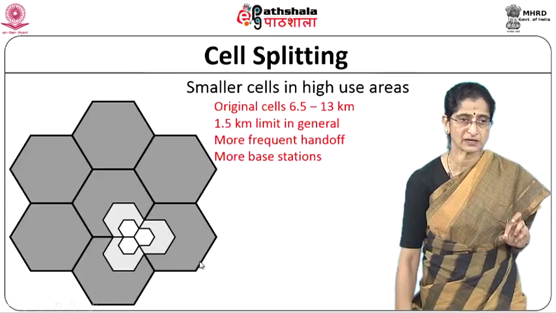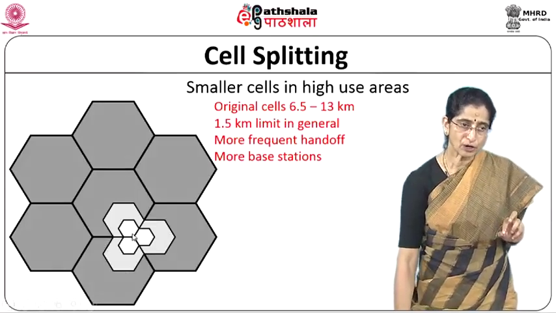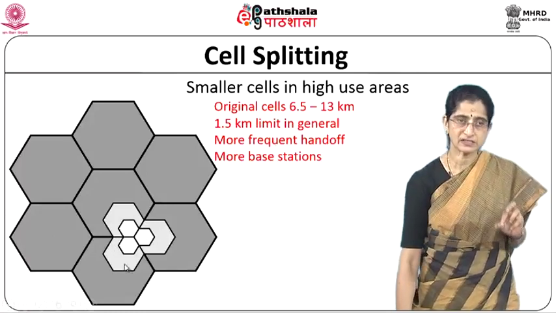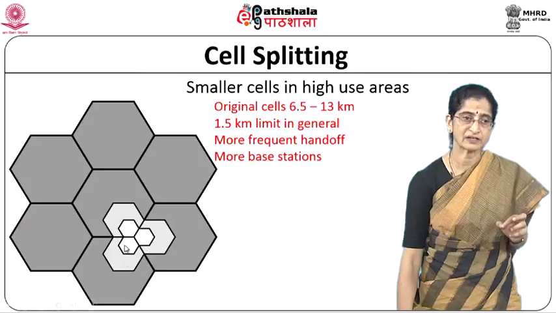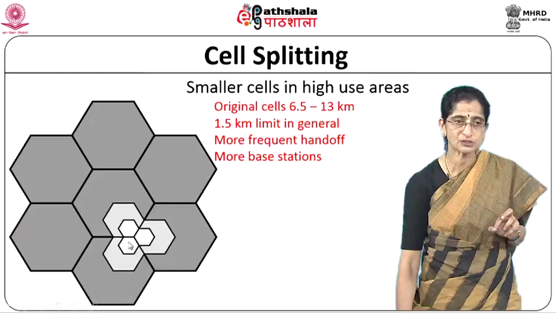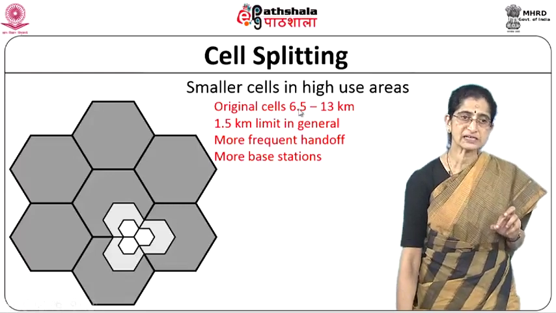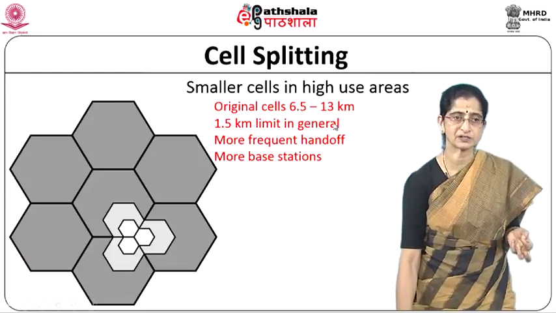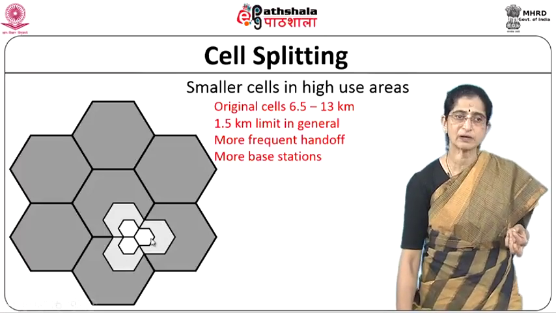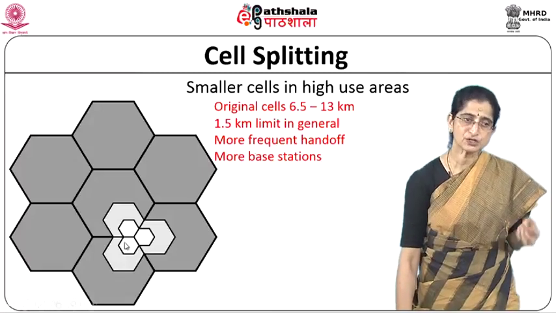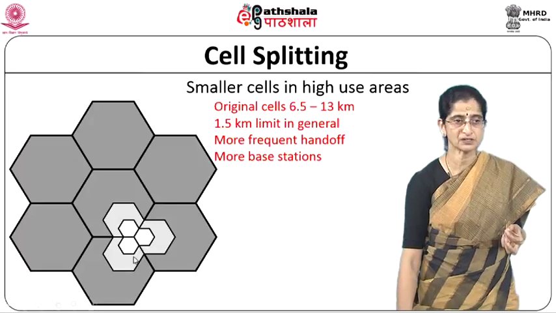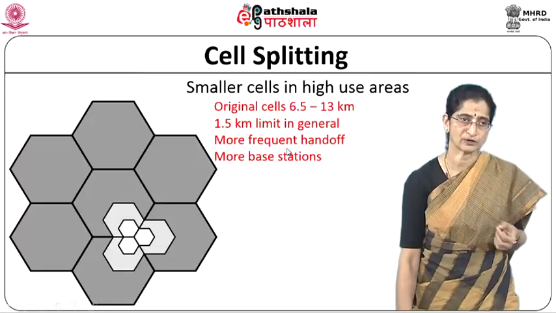For instance, you could have something like this. Your normal cell size is this, but in areas where you find that there is higher traffic, you can divide it up into much smaller cells. So you have the same region now divided into much smaller cells. The original cells are about 6.5 to 13 kilometers, and the smaller cells can be at a 1.5 kilometer limit. And of course, you will have more base stations now, because each of these little cells needs a base station, and you would also have more frequent handoff.